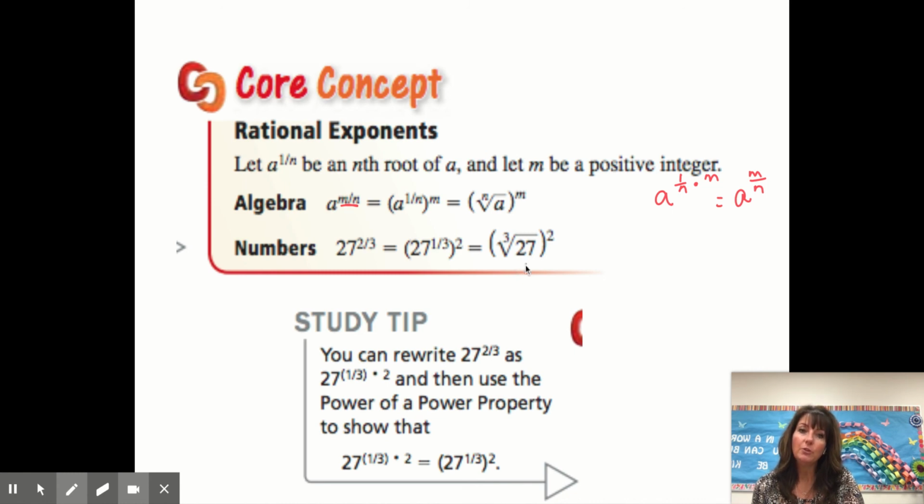So the cube root of 27 is 3, all right? And so we have to take this 3 and square it. The answer is 9. So that's what the indicated root is.